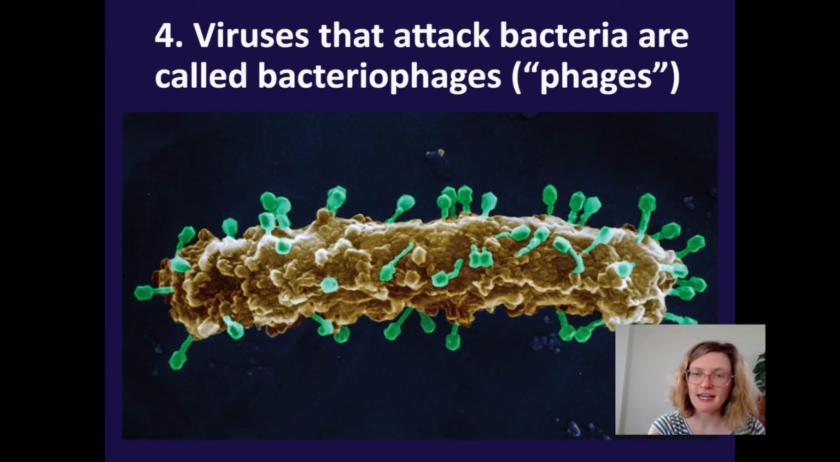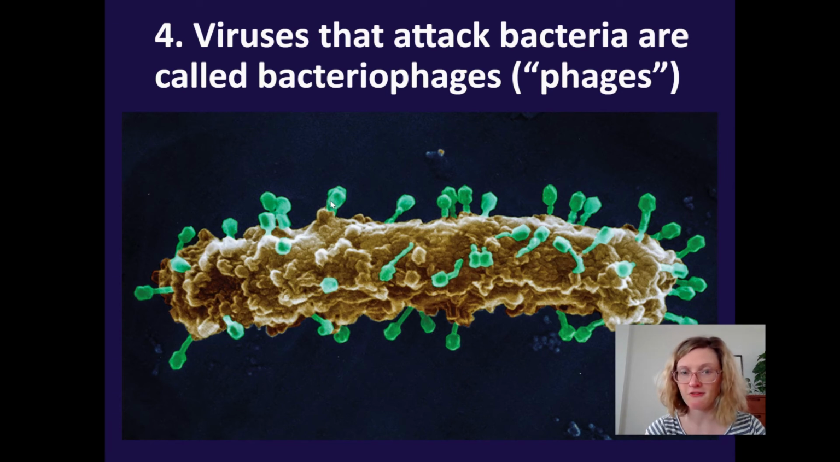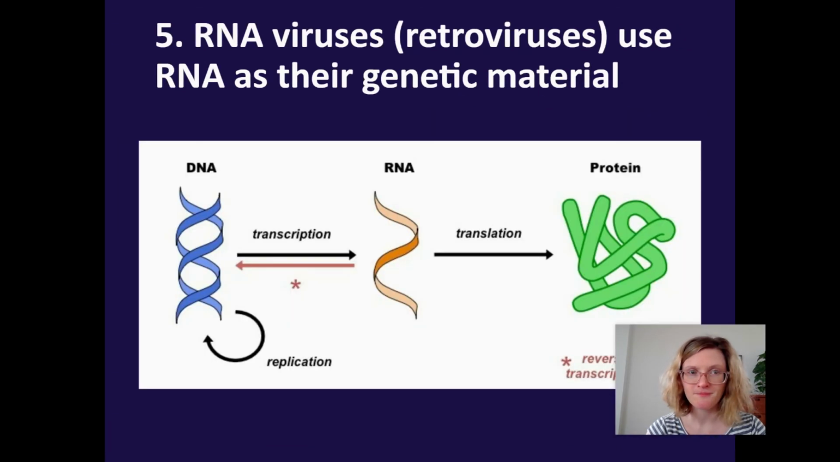There are viruses that attack bacteria. These are called bacteriophages. So the image that I've been using in this talk shows an E. coli bacteria, shown in goldenrod, being attacked by multiple green bacteriophages, which are the viruses that are attacking the bacteria.